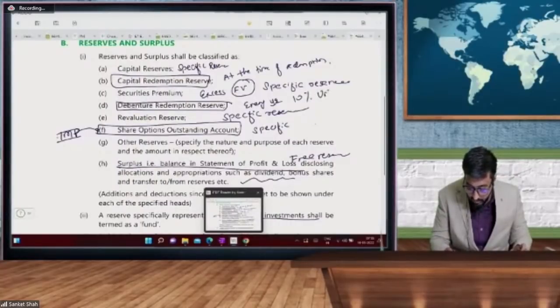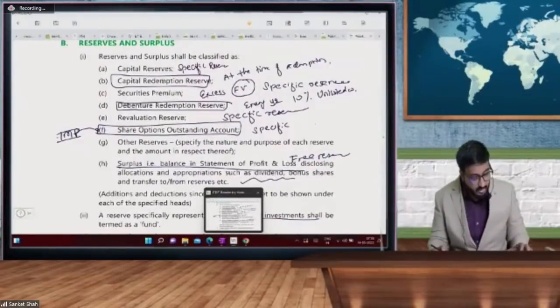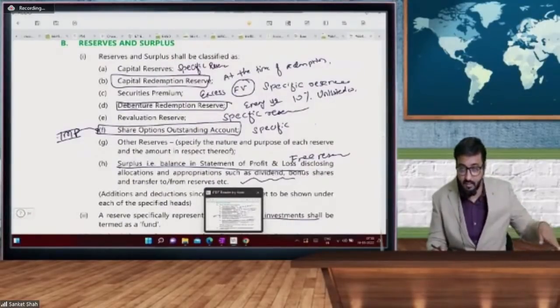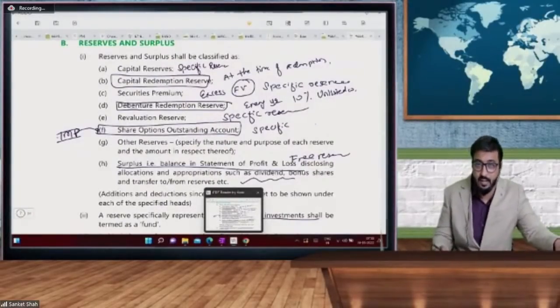10% by unlisted company. Shivani ji, batch 5 with Sanket sir. Batch 5 with Sanket sir.